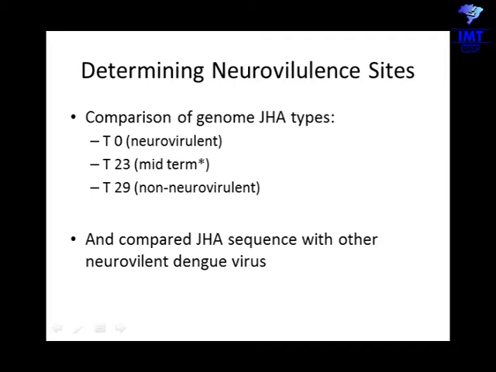The non-neurovirulent strain was then sequenced by the same method applied to the neurovirulent strain. The genomes were compared in order to identify changes in sites that would suggest the neurovirulence characteristic. These sites were subsequently compared to those already reported as responsible for neurovirulence in other dengue viruses.